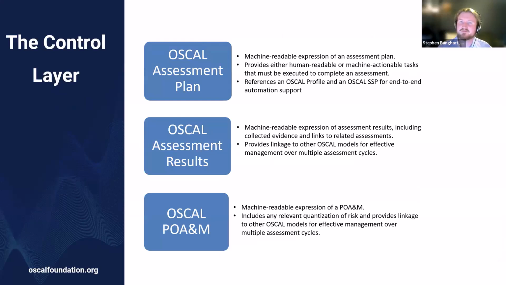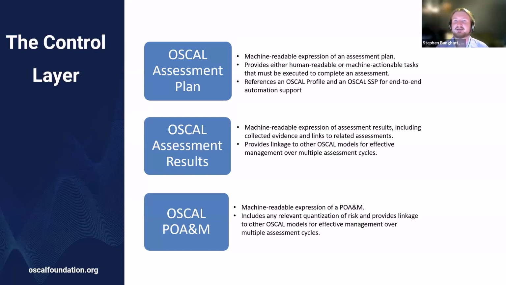This one-to-one mapping makes it fairly easy to understand what specifically these items do. An OSCAL assessment plan is a machine-readable expression of the same steps and tasks that are in an assessment plan. This means that some of them are going to be human readable. There are some assessment plan tasks that only a human can complete. It's also going to contain machine actionable tasks that can be executed at some endpoint or on the enterprise network or information system itself. And crucially, this assessment plan references an OSCAL SSP and an OSCAL profile.